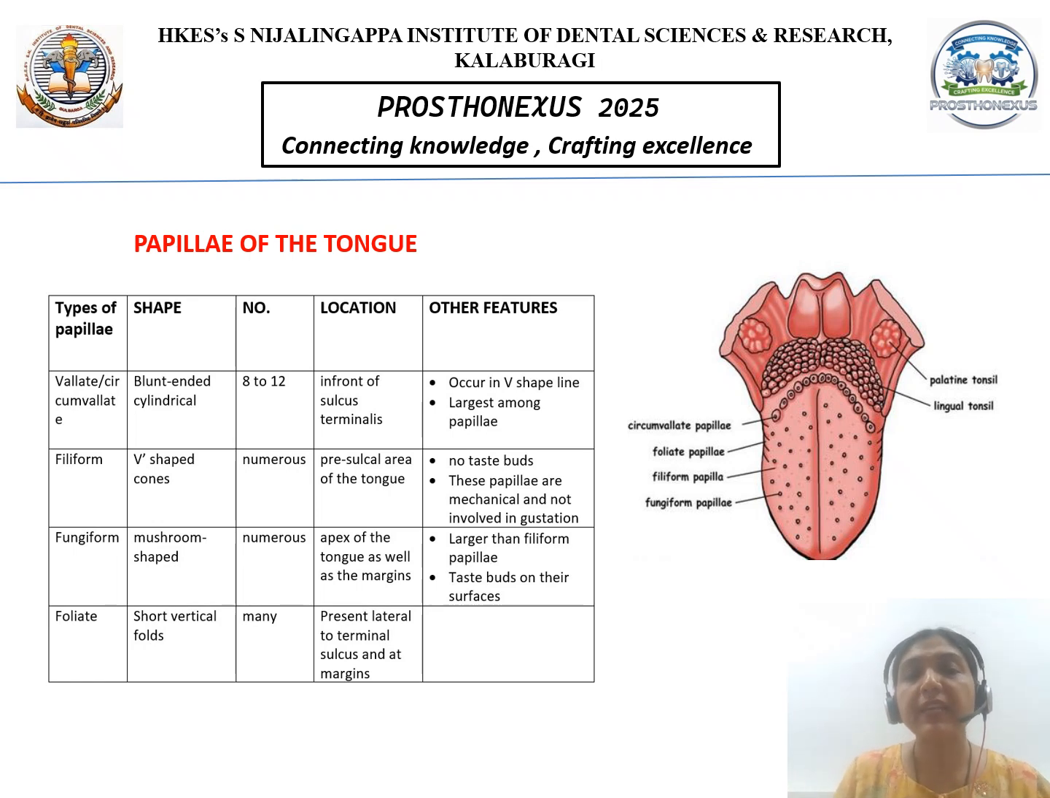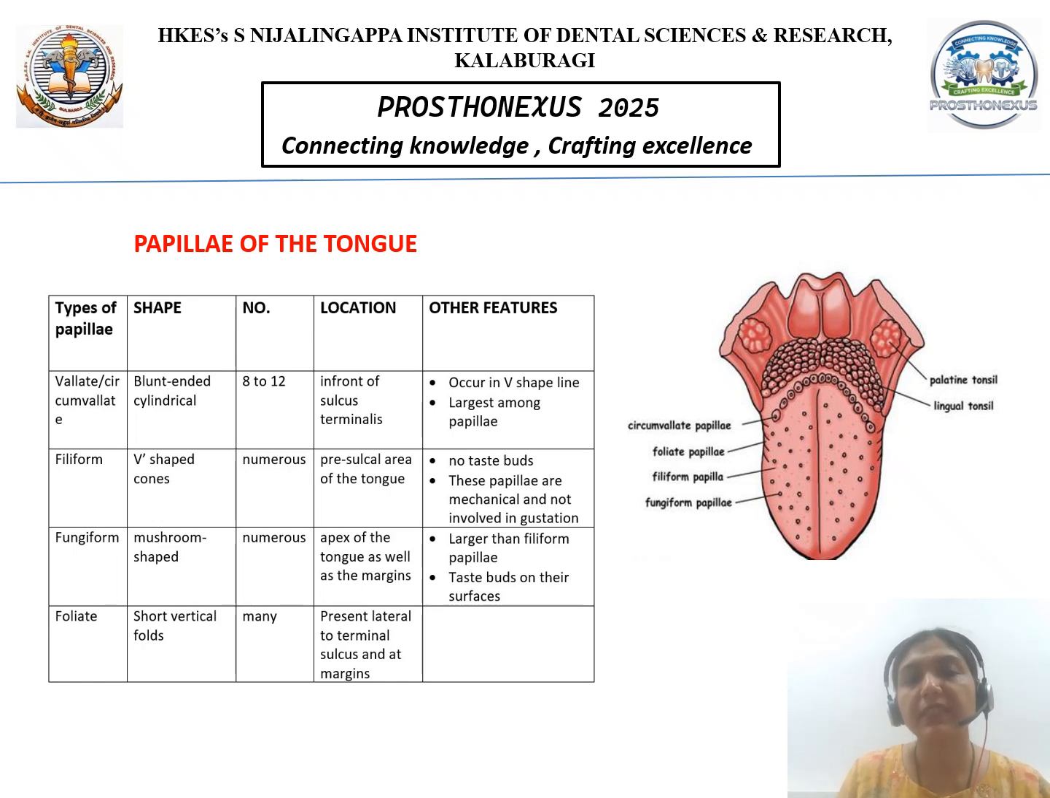So the circumvallate is just next to the sulcus terminalis I had spoken about initially. So this is the sulcus terminalis. Just ahead of the sulcus terminalis are your circumvallate papillae, which are large in size, and they are 8 to 12 in number. They have taste buds present in them. We have filiform. The most important point to remember about the filiform is that they have no taste buds in them. They are again finger-like projections.